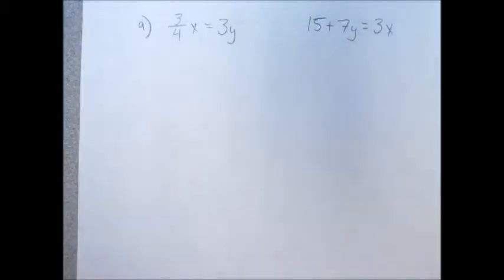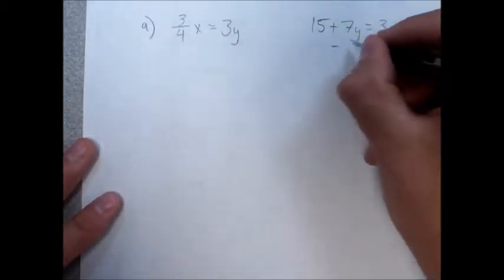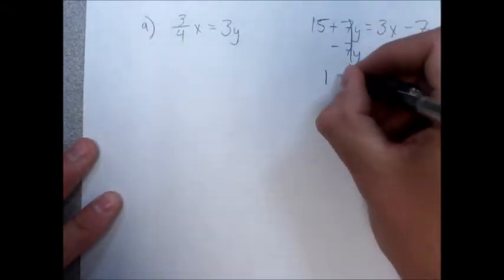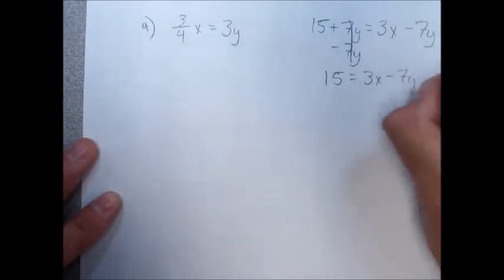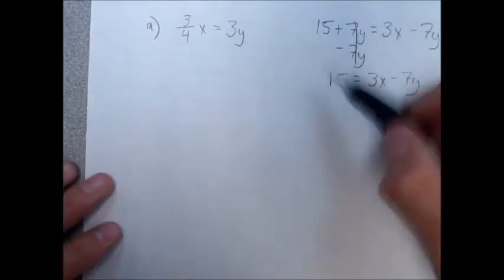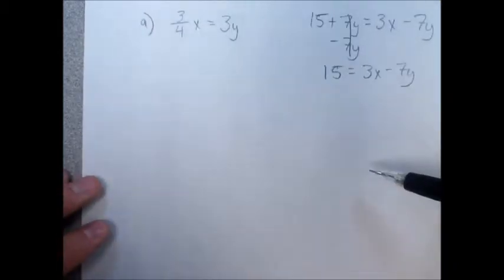Now to solve by elimination, I need to get my variables on one side and my regular numbers on the other. So she says subtract 7y. That's correct. Minus 7y on both sides. I'm left with 15 equals 3x minus 7y. Why would I not want to move my 3x? Right, I don't want to do more steps because that would make my life a little more difficult. Also, it puts my 7y right where it needs to be, so that's kind of nice.